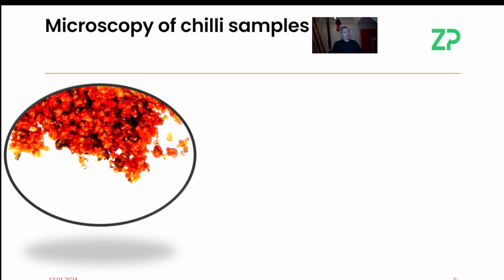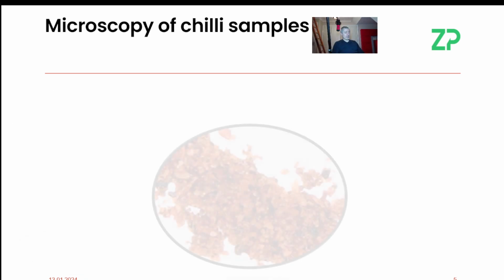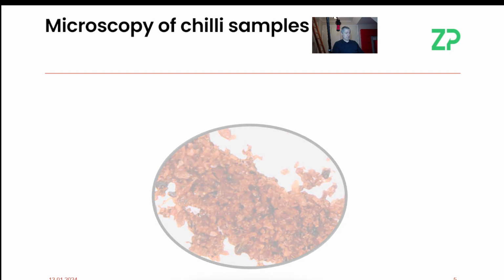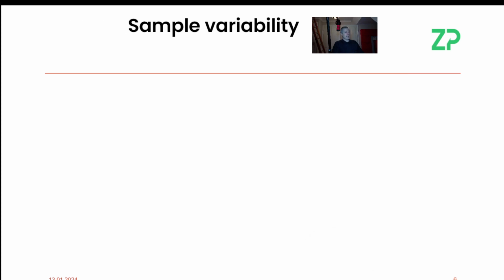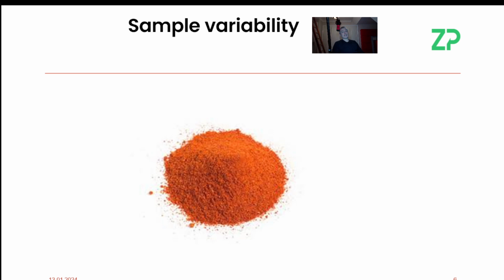If you do look at a chili powder underneath a microscope, and these are microscopic images that I have taken in this office, then you will find out that actually they're full of particulates that are at least different color and different sizes. So it is a heterogeneous sample.